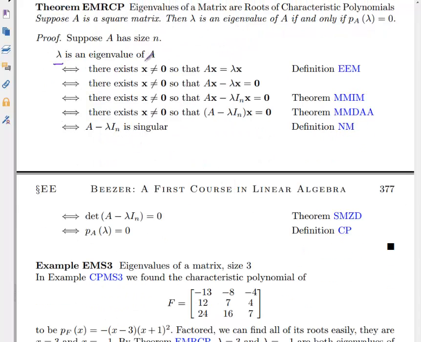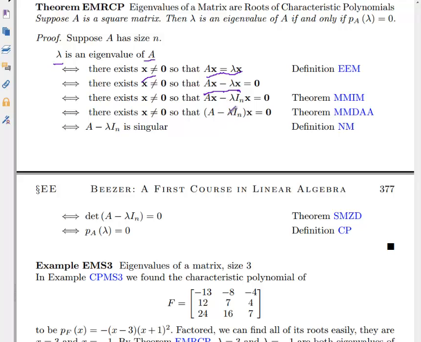Lambda is an eigenvalue of A. That means that there's a non-zero x such that Ax equals lambda x. We can solve this equation by pulling lambda x to the other side, which is the same thing as saying that Ax minus lambda I x equals 0, because the identity times x is just x, which means that we have the matrix A minus lambda I times x is equal to 0.